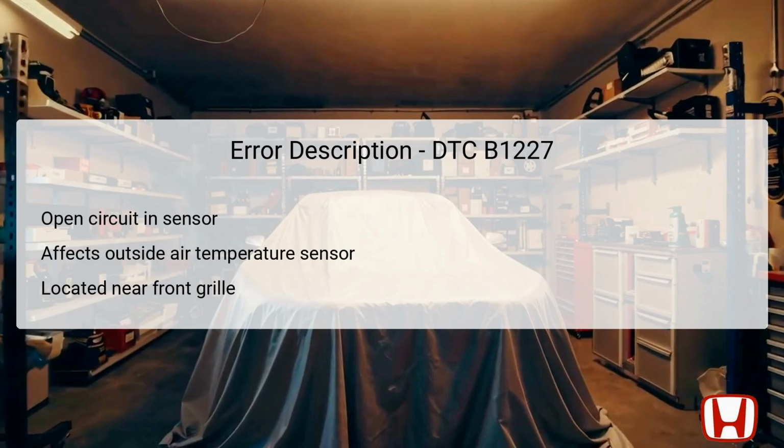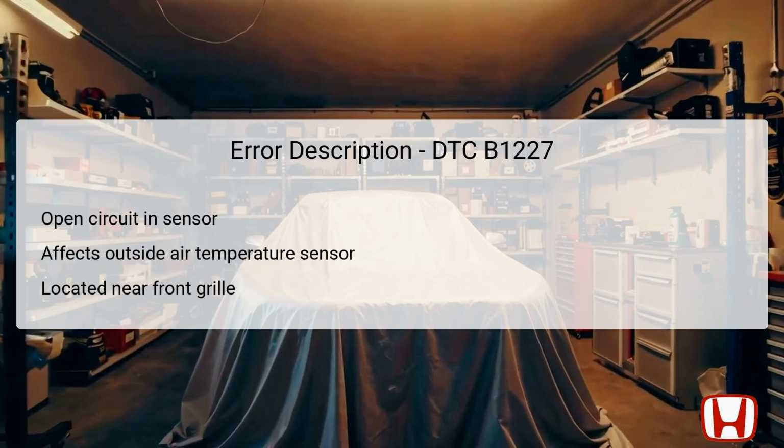DTC B1227 signifies an issue specifically tied to the outside air temperature sensor circuit, where an open condition is detected. This component is essential for accurately measuring the outside air temperature and is usually positioned close to the vehicle's front grille, enabling it to gauge ambient temperature reliably. If this sensor fails to operate because of an open circuit, it may lead to incorrect temperature readings, affecting the climate control's efficiency and comfort levels inside the cabin.